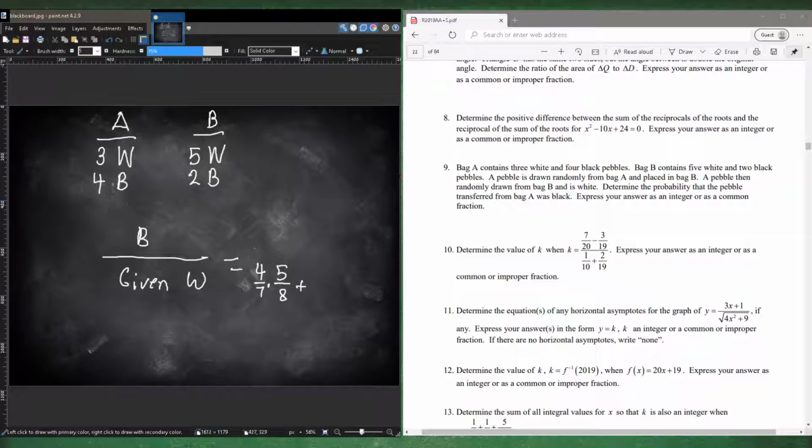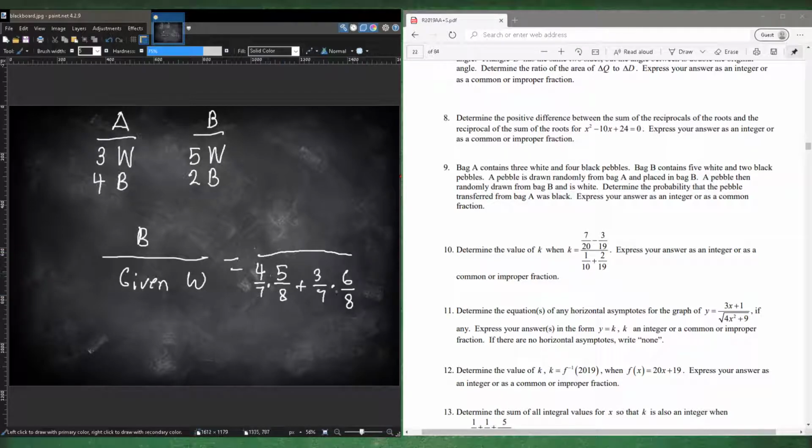Okay, so that's only when they're given a black and then you get a white. What happens if you give a white and then you get a white? That's 3 out of 7 now. And now you have one more white, so that's 6 white and 2 black. So the probability of getting a white is 6 out of 8. Those are the two possibilities, so we add them together.